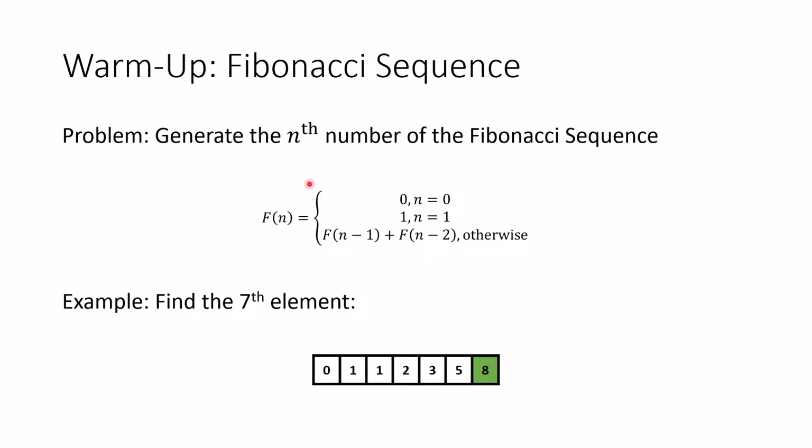Right in the definition of the Fibonacci sequence, there is a recurrence relation. So an example would be if you wanted to find the seventh element, so 1, 2, 3, 4, 5, 6, 7, the seventh element here, that would just be the result of f of 5 plus f of 6. So 3 plus 5 is 8, and so on.